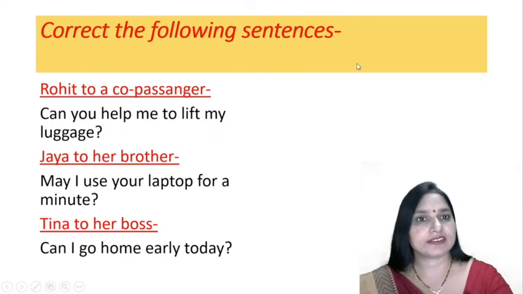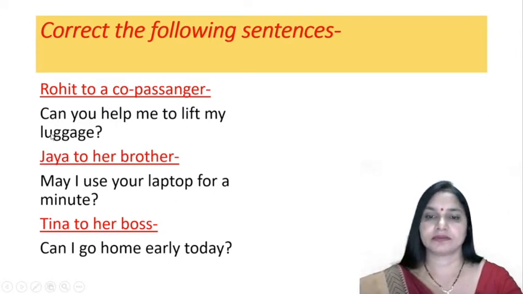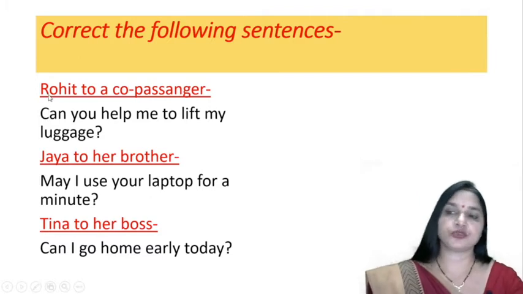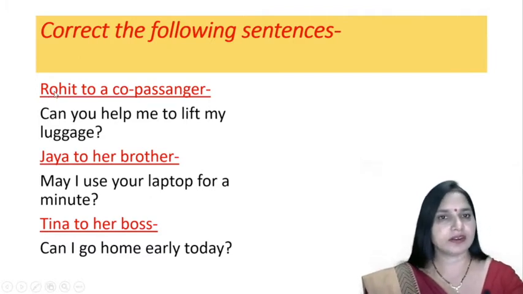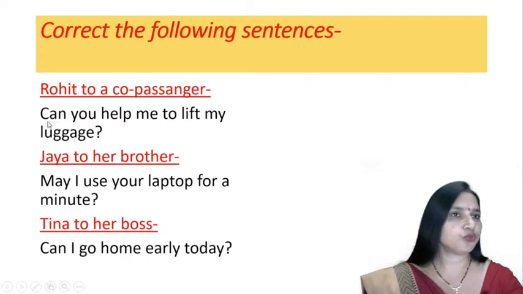Now correct the following sentences. Rohit to a co-passenger. Rohit is traveling and he is talking to his co-passenger. He says, can you help me to lift my luggage? Now Jaya to her brother. May I use your laptop for a minute? Tina to her boss. Can I go home early today? Now pay attention to the relationship between the speaker and the listener, and then see whether she or he has used the correct modal or not.